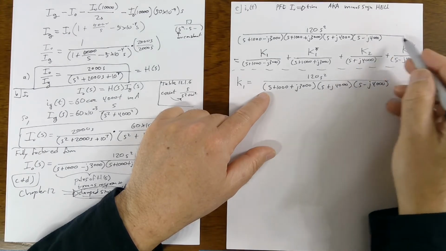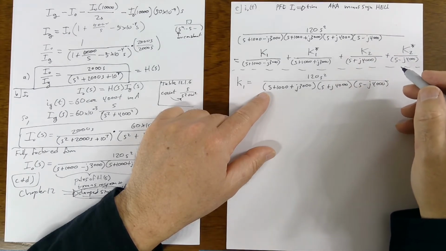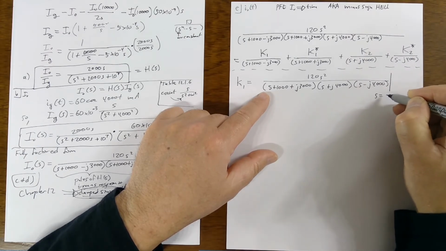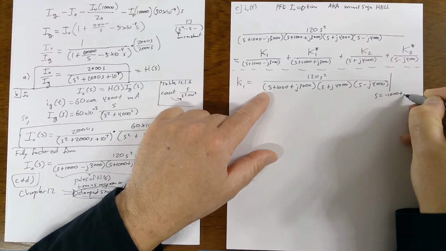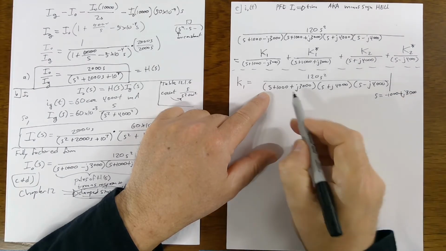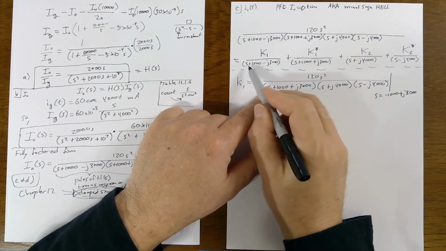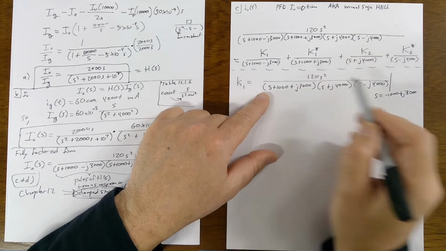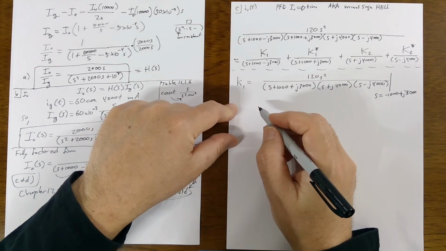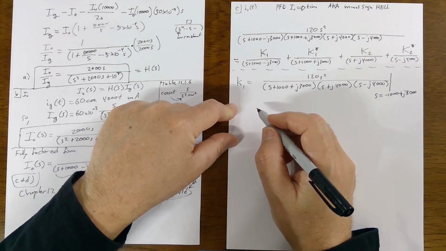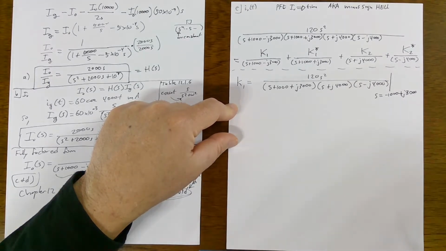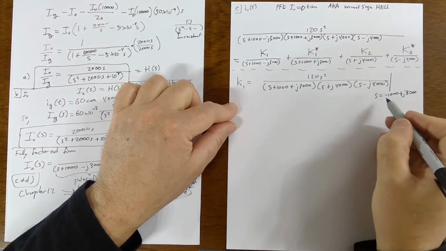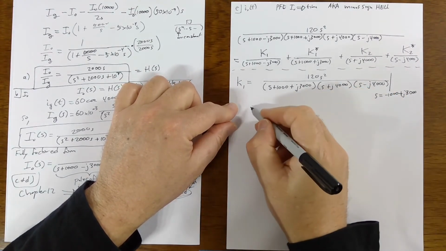And the other three terms go away, and this thing gets evaluated at the pole, s equals minus 1,000 plus j3,000, the value that makes this factor 0. So you flip the sign on the 1,000 and flip the sign there, and that's K1, and so you just plug in this s in here.